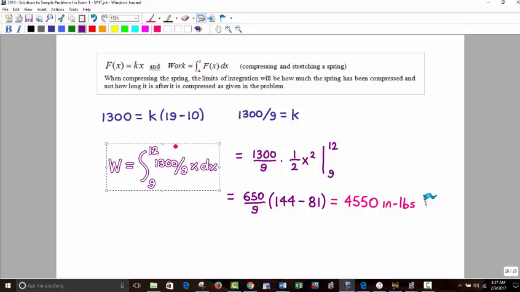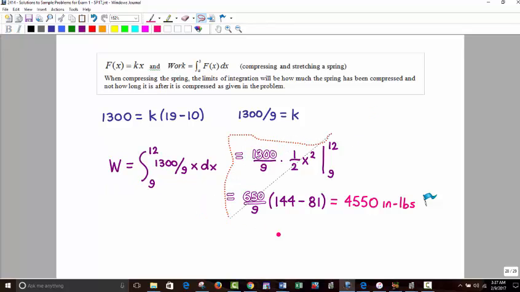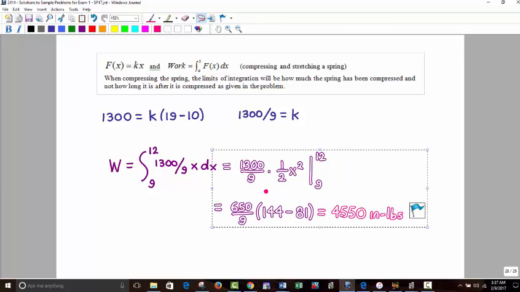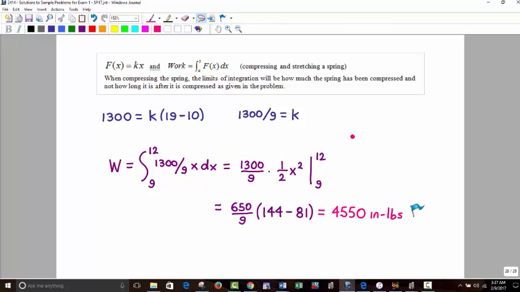I'll put this up here. Once again, the units are inch-pounds. That's the big hurdle on this problem. I like to put that one on the test. It's one of my favorites, because the math is not difficult, so I need at least some sort of challenge on these problems in setting up the limits.